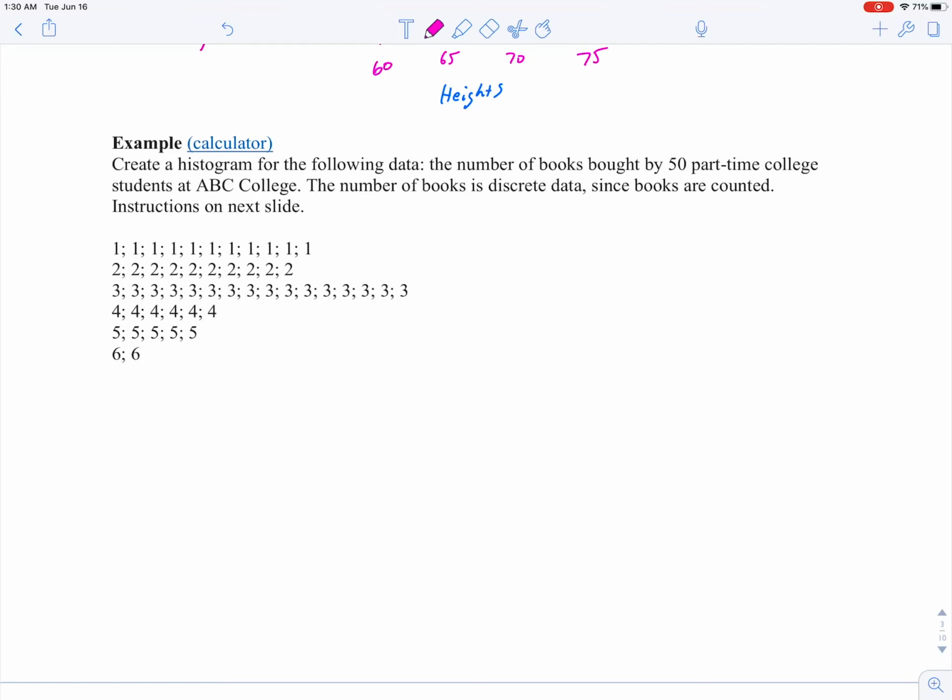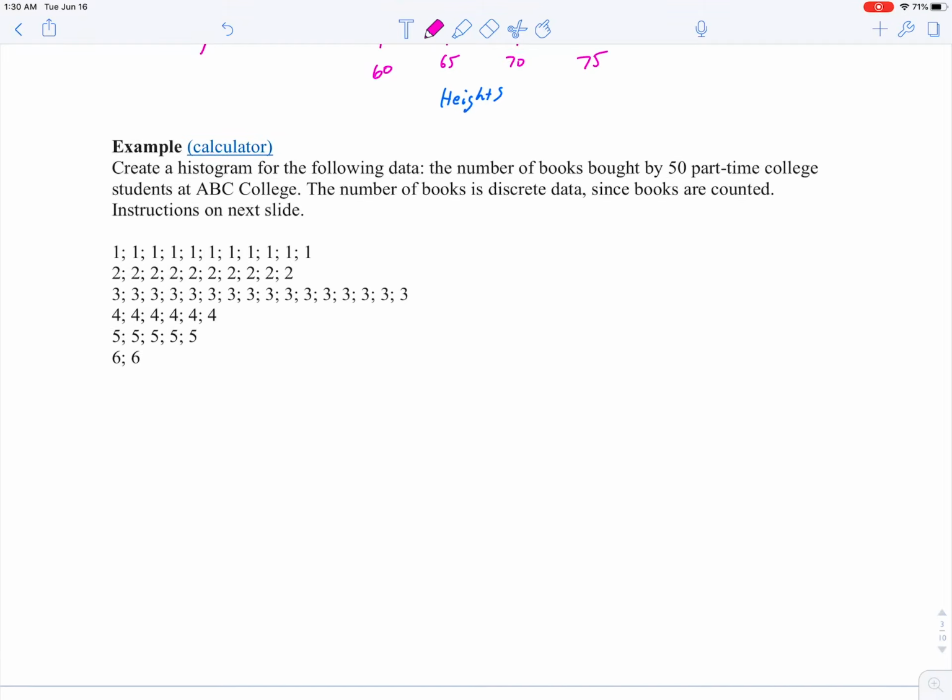All right, so this is what you're going to do. On your calculator, you're going to hit the Stat button. The Stat button is just to the left of the arrow keys.